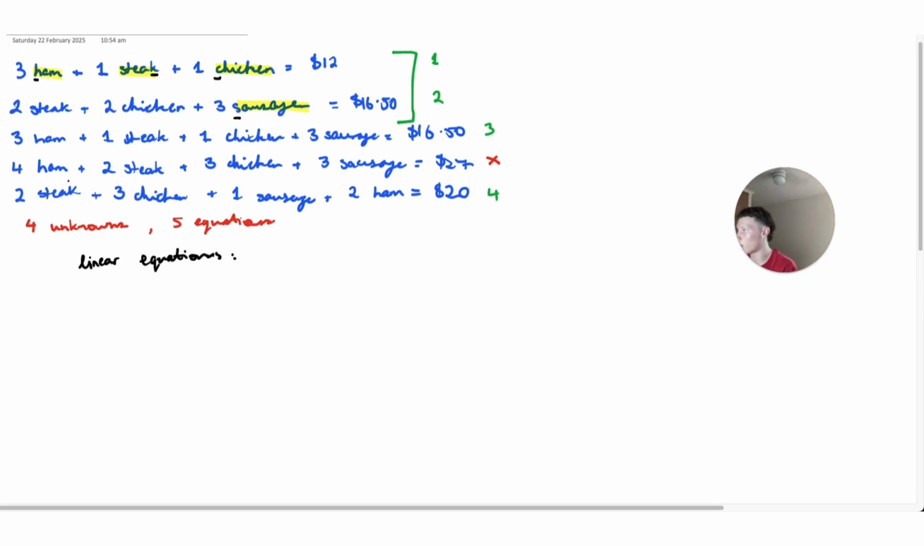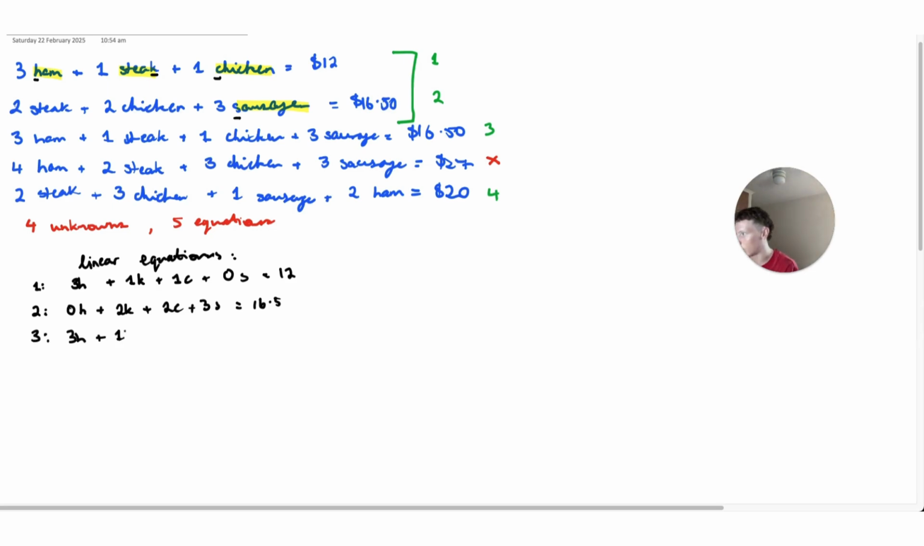I'm going to put for all of the equations, I want the H's in a row. So the first one is 3H plus 1K plus 1C plus 0S equals 12. Then for equation 2, we've got 0H, we've got 2K, 2C plus 3S equals 16.5.